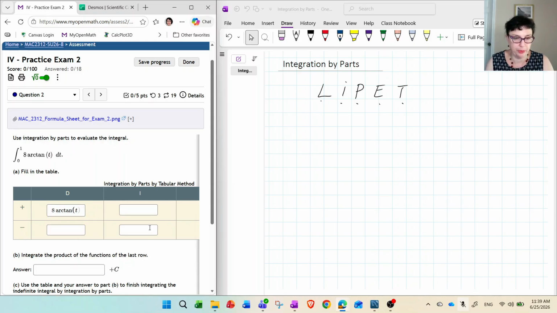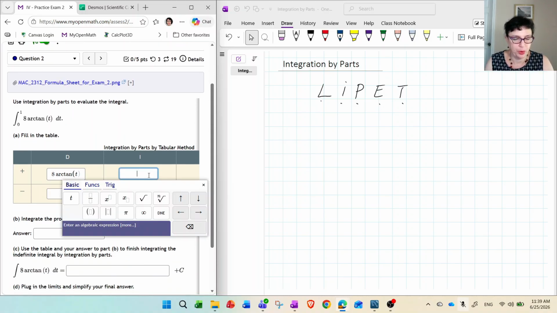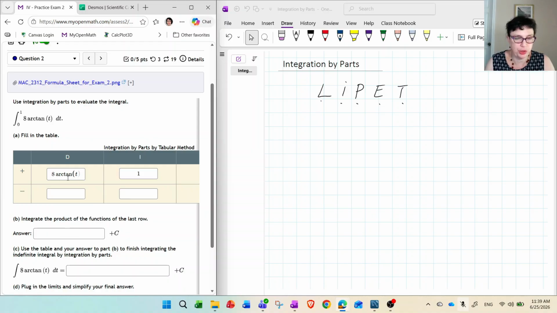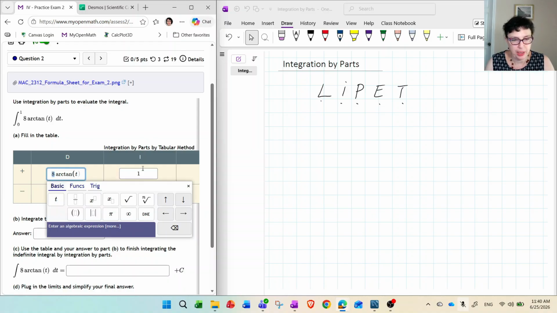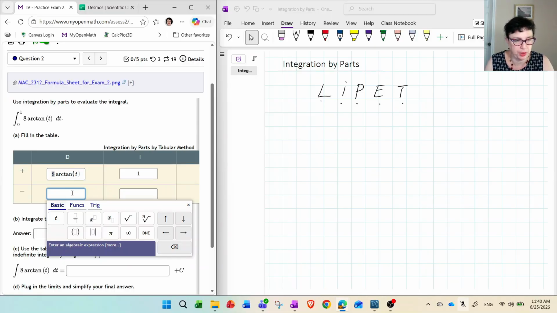Of course, you do not want to put it in the I because the whole problem is to integrate it. We don't know what the integral is. So in the I column, since there's nothing left, I'm going to put 1. Now, in case you're wondering, can you put 8 in the right-hand side? Yes, you can, but it doesn't really matter. So I'll just put it here.